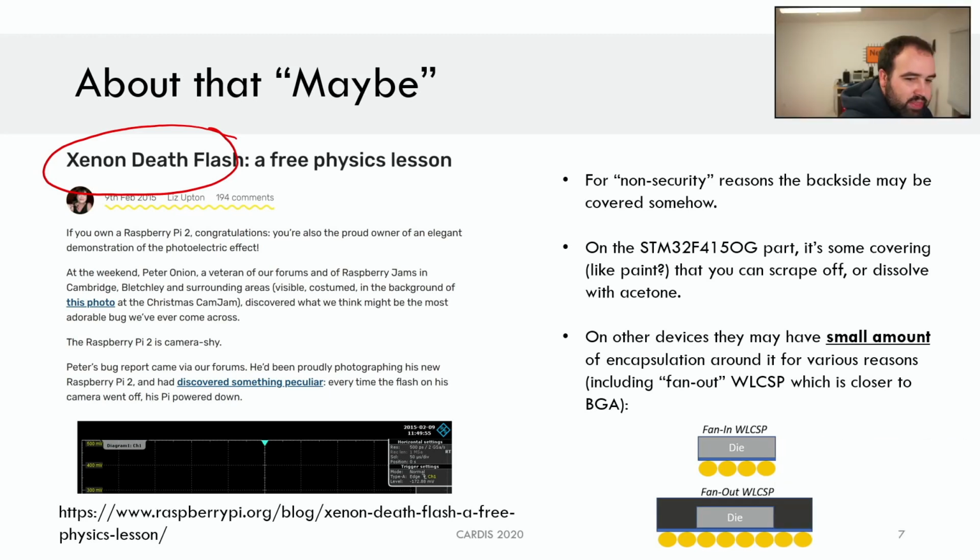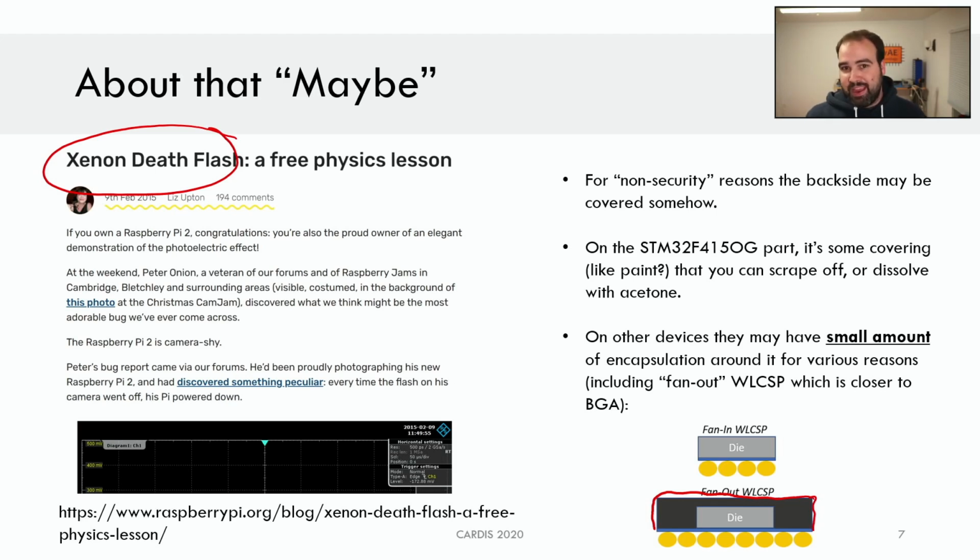So what this means is there might be some covering over the backside of the die that you can scrape off. Depending on the format of the chip, there might be a thin layer of encapsulate around it, right? It's nothing like a regular package, but it might need a small amount of mechanical abrasion or some minor chemical abrasion to expose it. But it's still quite trivial to do.